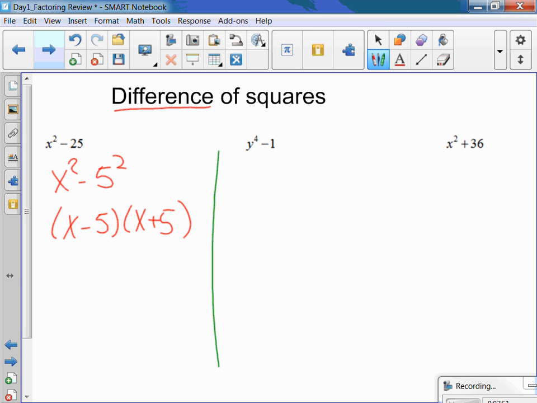What about this? y to the fourth minus 1. Is that a difference of squares? No. I have a no. I have a yes. Name, please. Yes. How so? This one's squared. Okay, 1 is 1 squared. But what about y to the fourth?